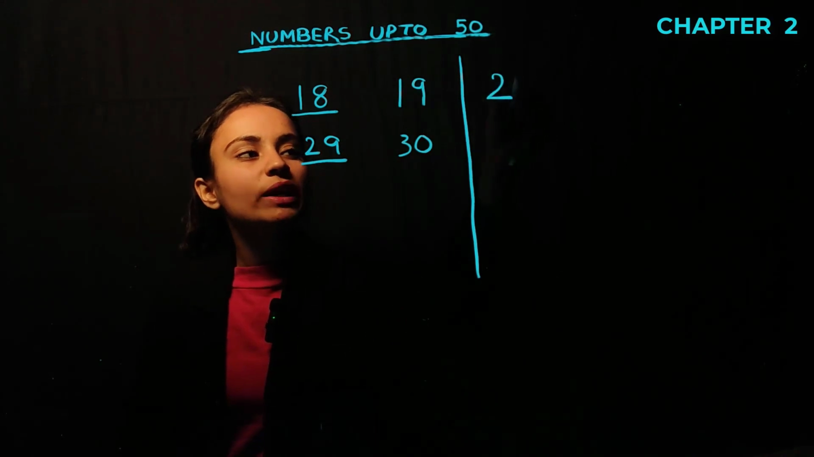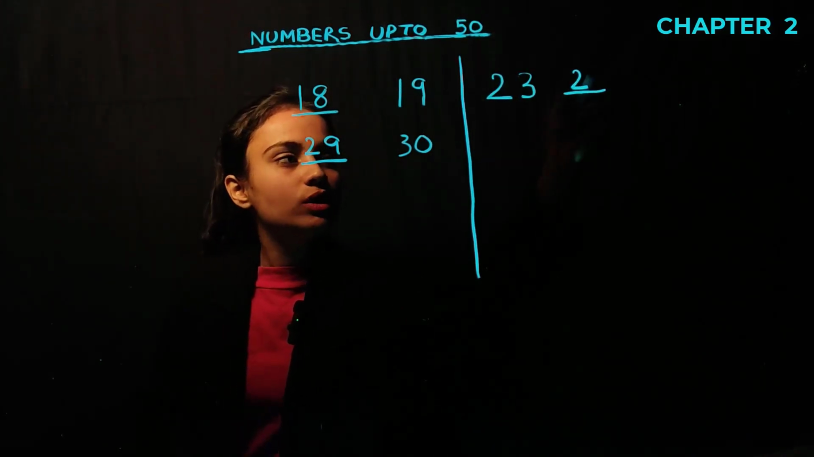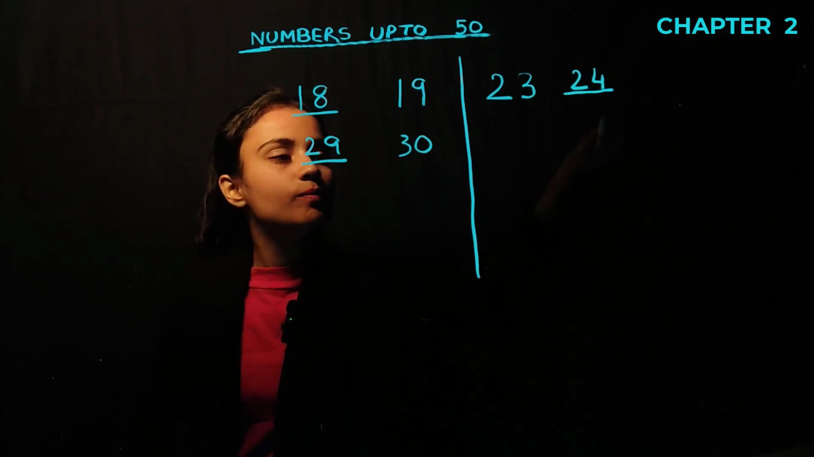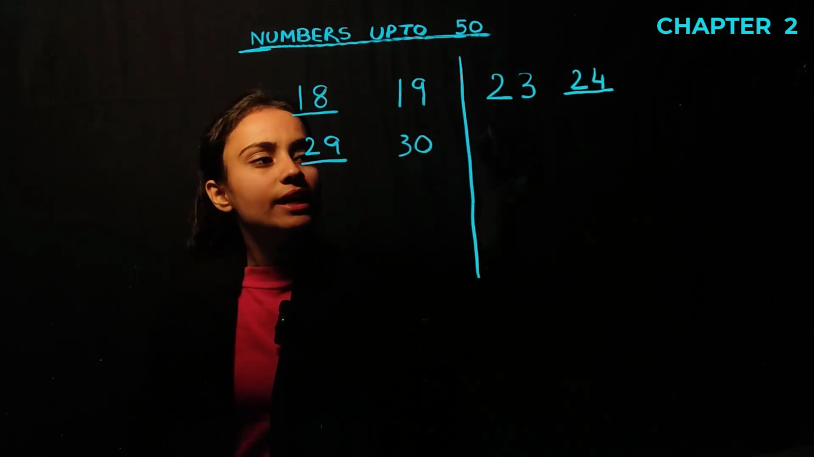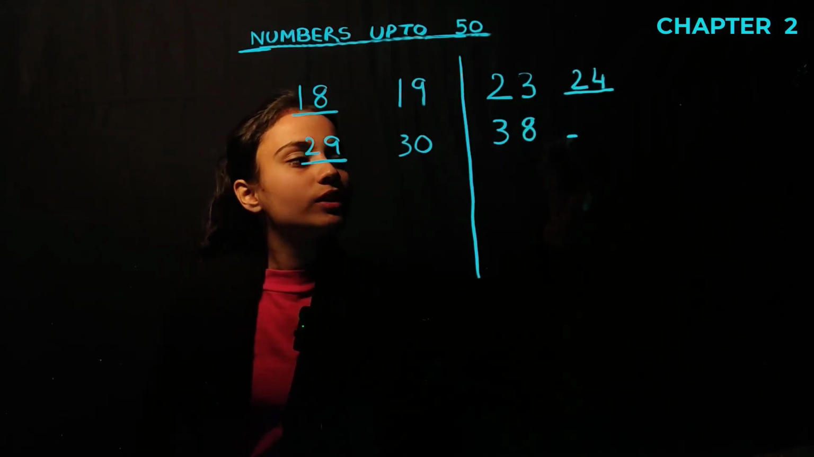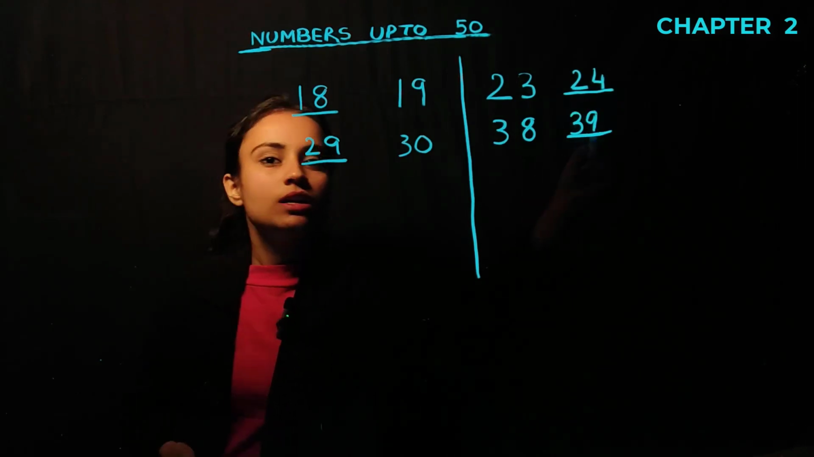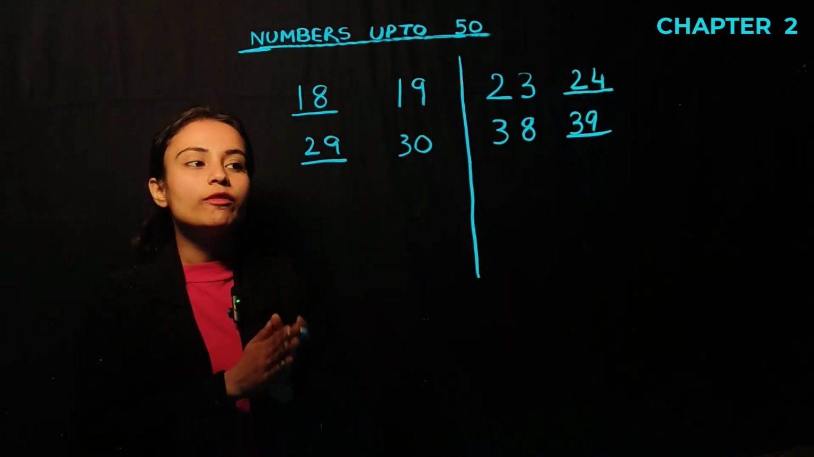The first number is 23. After 23, we have 24. So we'll write 24 here. Similarly, let's see the next one. Next, it is 38. After 38 comes 39. So we'll write 39 here. So in the similar manner, you have to do the rest of the parts.